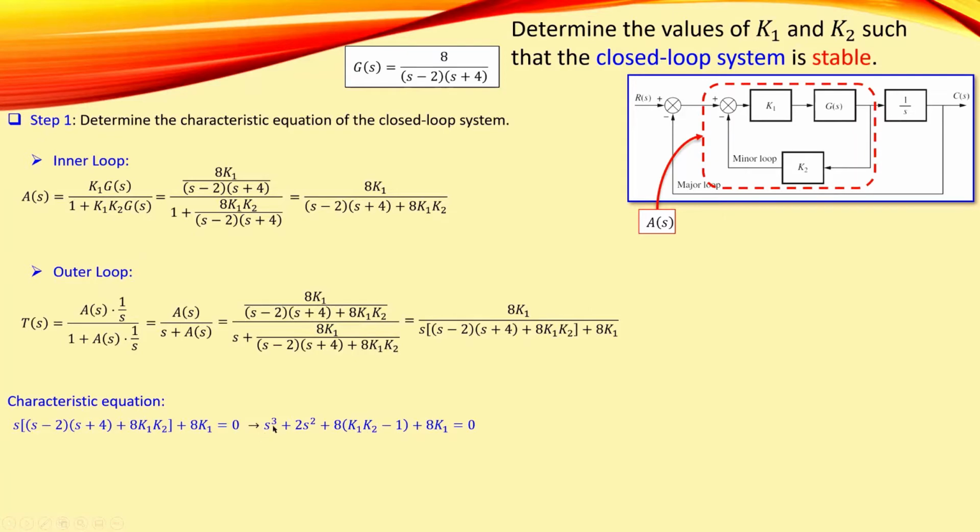So what you see is a cubic, third order polynomial. We have s to the power 3 plus 2s squared plus 8 times, in parentheses, k1 times k2 minus 1. And there's an s here, I forgot this. So there's an s here, and plus k plus 8 times k1, so just 0.